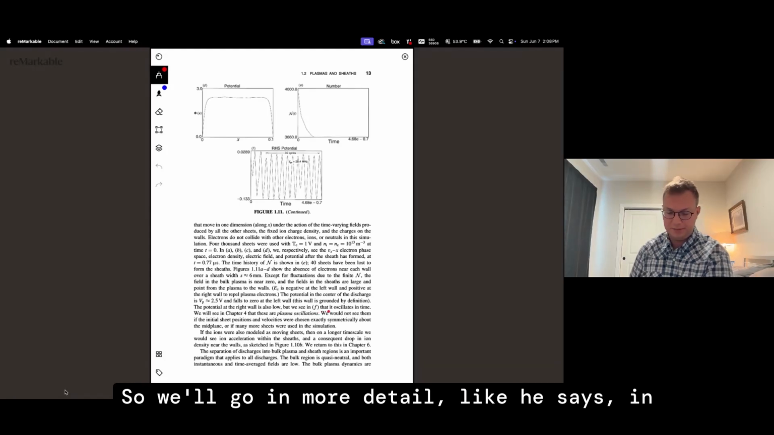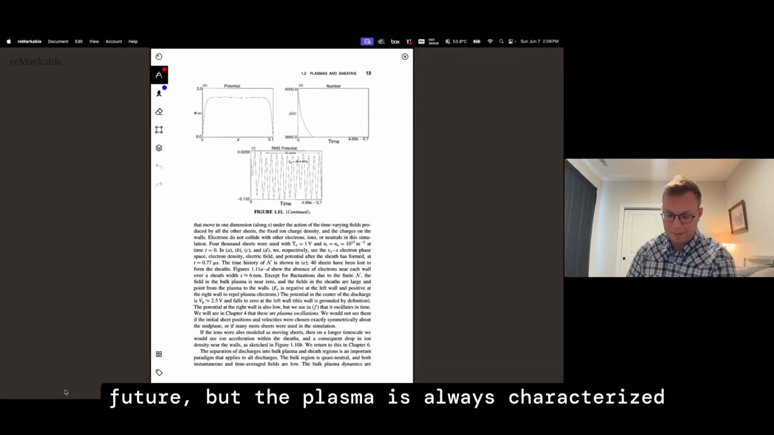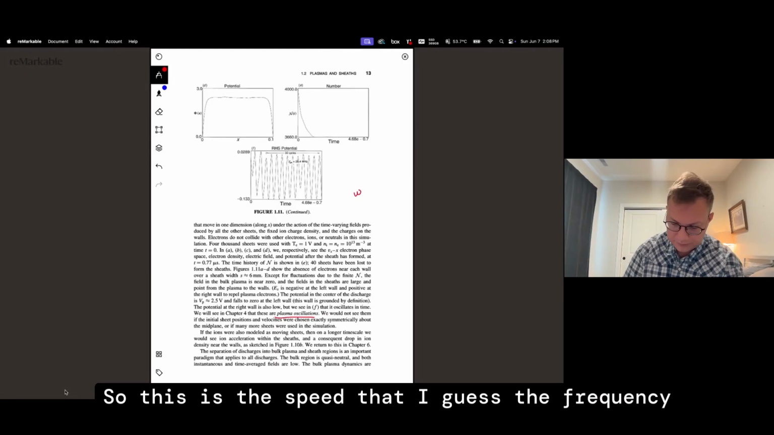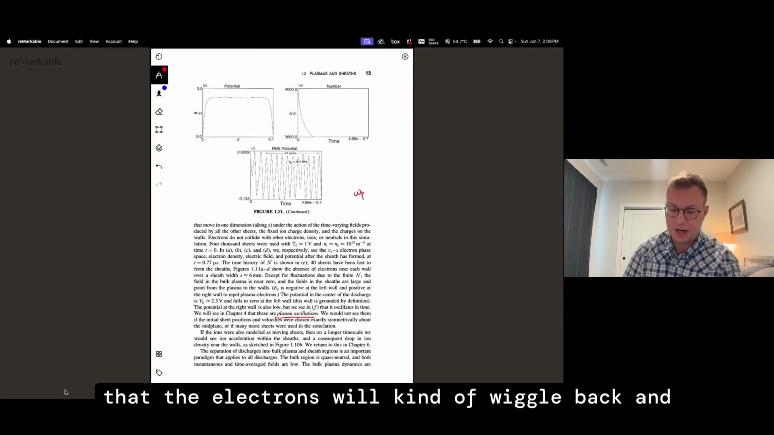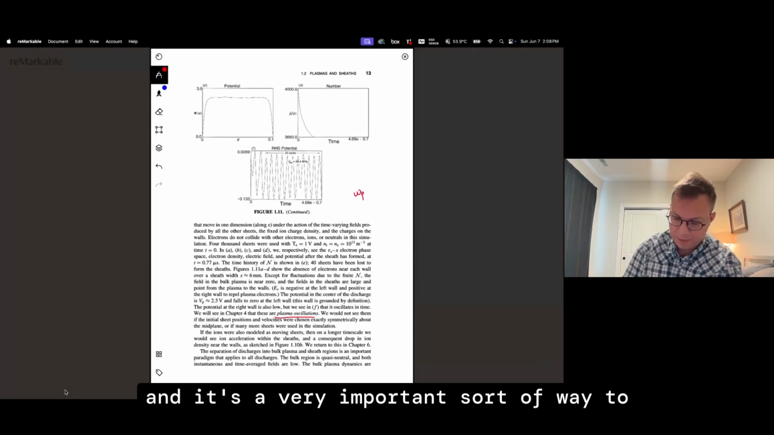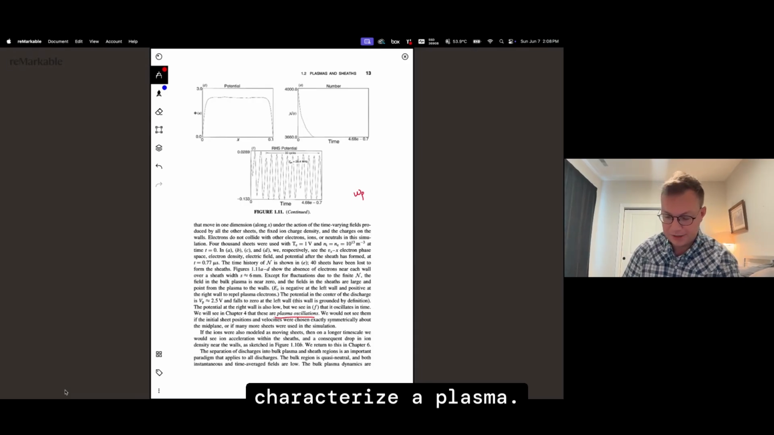We'll go into more detail in the future, but the plasma is always characterized by some fundamental plasma frequency. This is the frequency at which the electrons will wiggle back and forth inside the plasma, and it's a very important way to characterize a plasma.